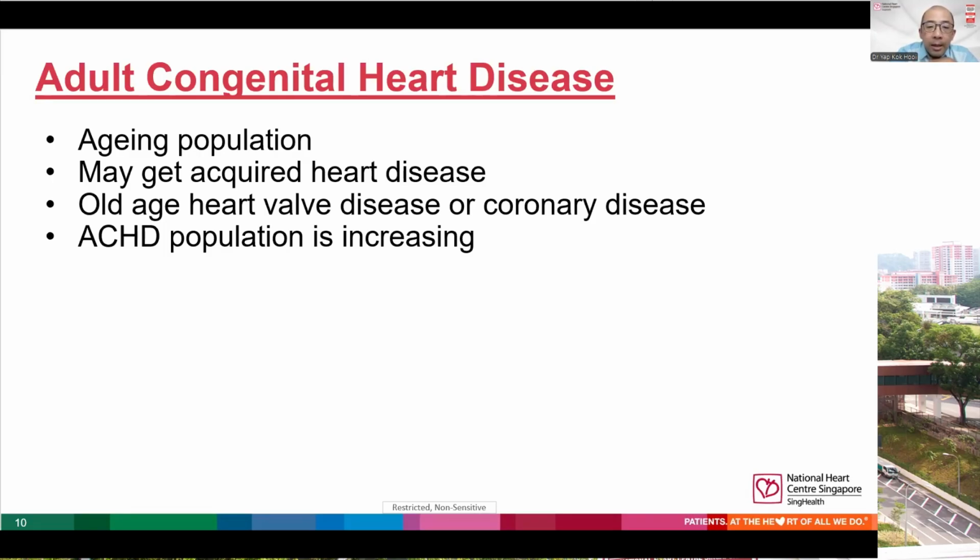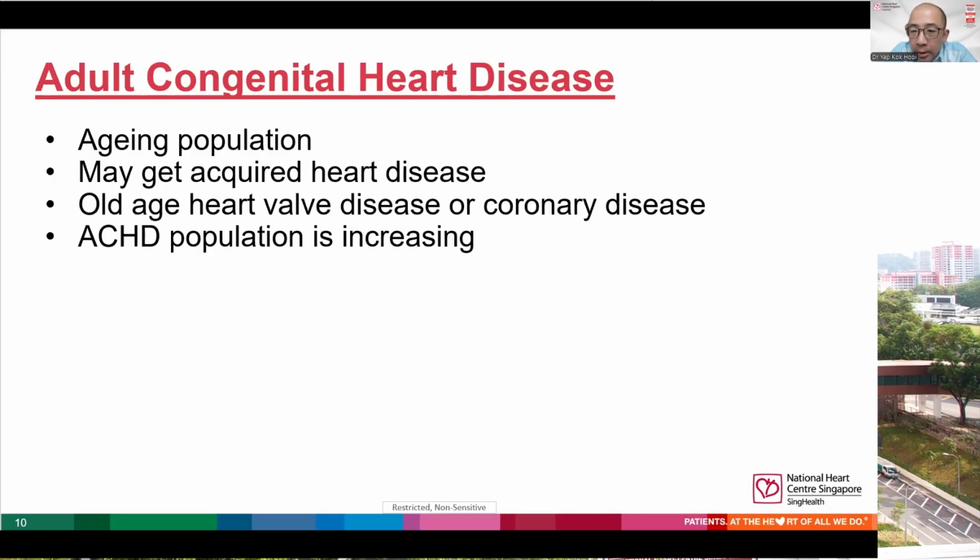As heart surgeons in the group of congenital heart surgeons in heart center, we do both acquired heart disease and congenital heart disease. That gives us an advantage because if the patient presents with a combination of congenital heart problems and old age problems, we will be able to deal with them as a group.